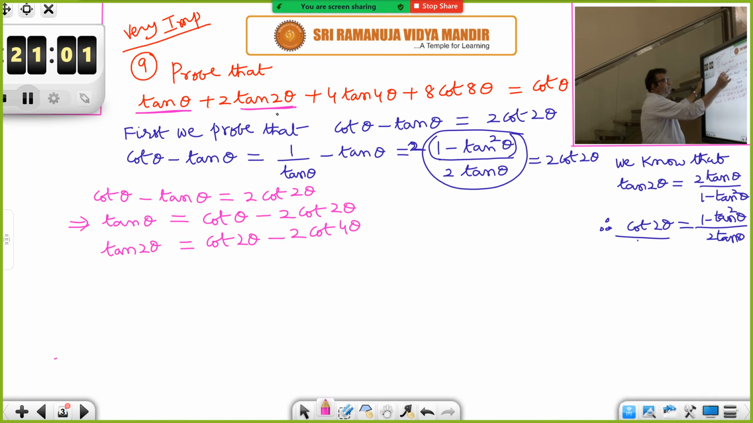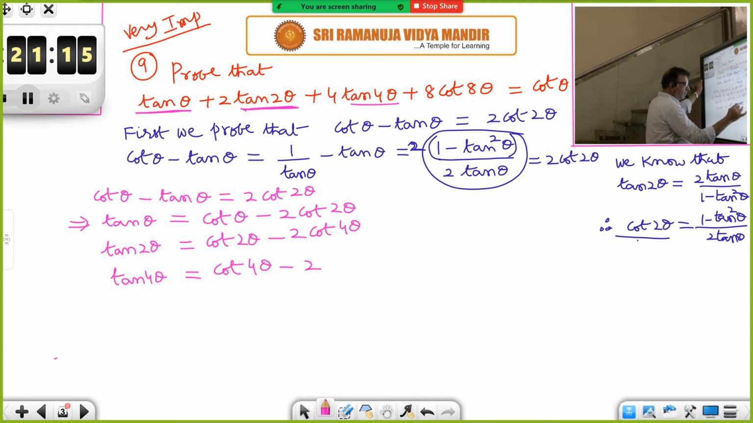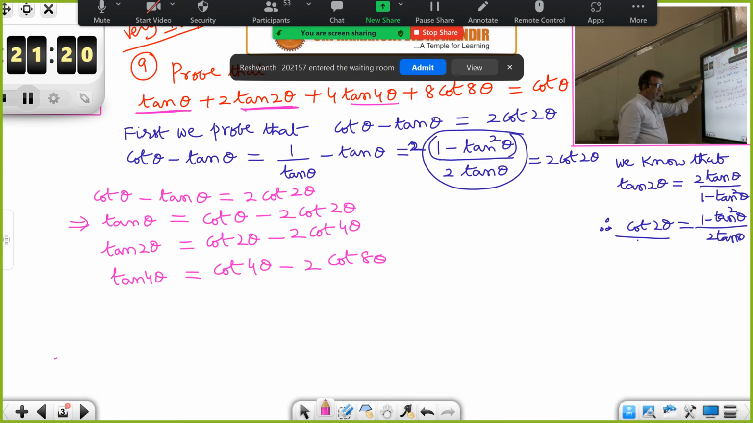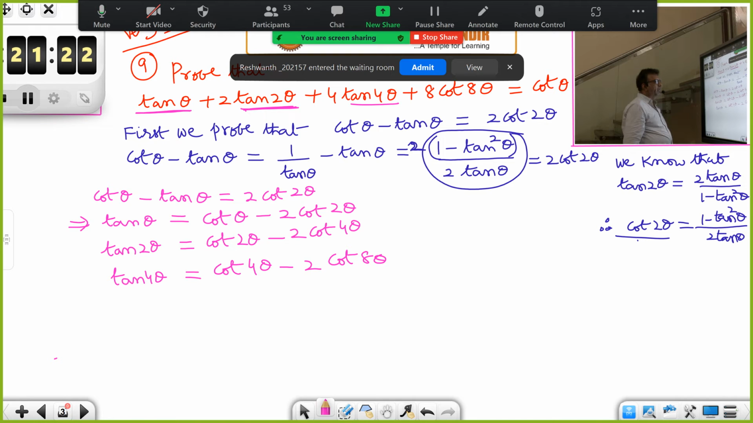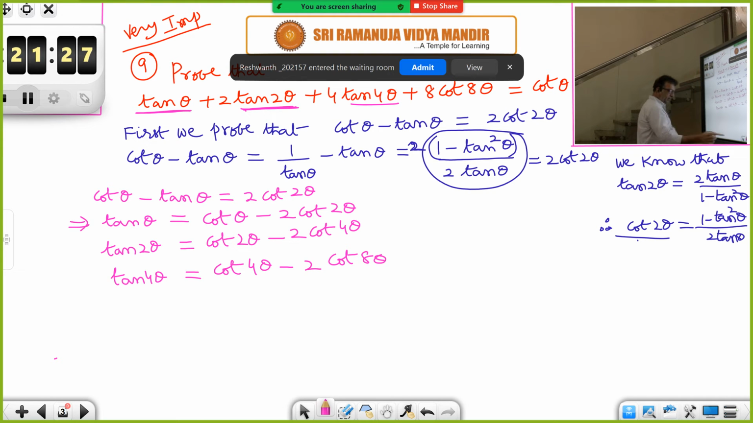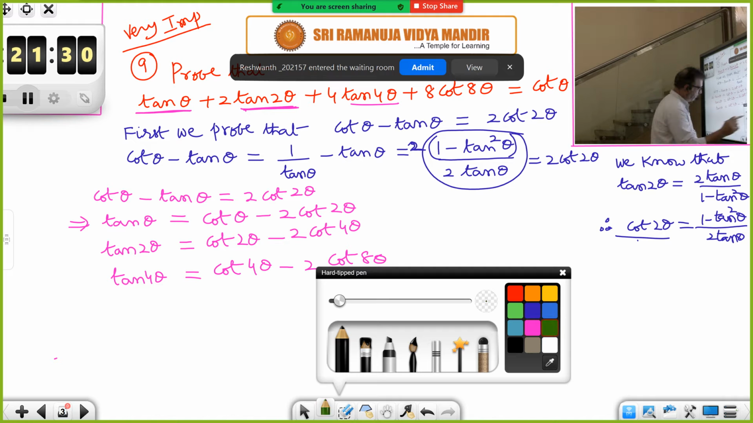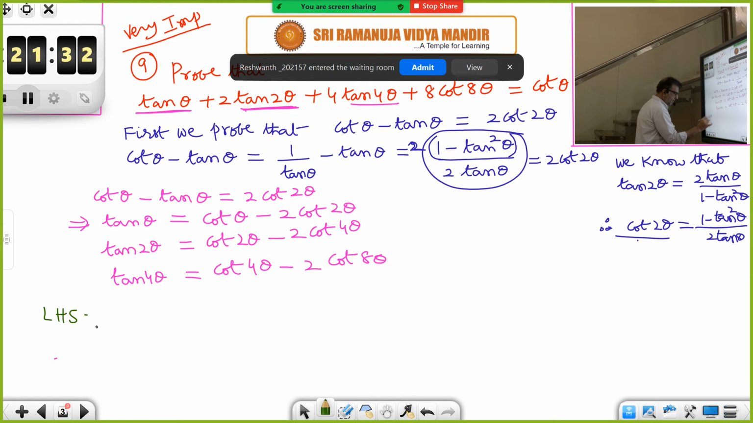So that we can put here in place of this. What about tan 4 theta? Tell me. Sir, tan 4 theta is equal to cot 4 theta minus 2 into cot 8 theta. Right. Now these values you put there. So let us start at the left hand side. Left hand side means here. We are starting here.